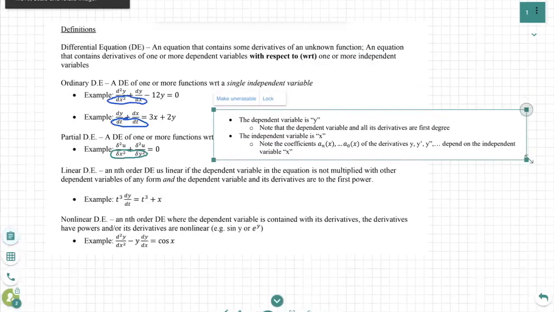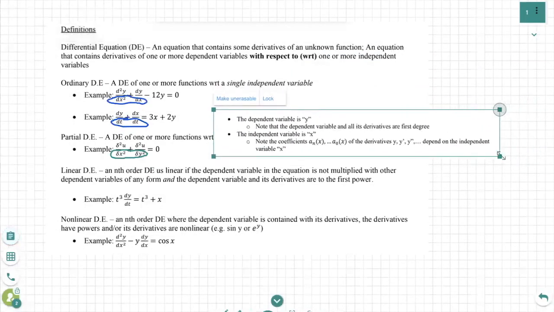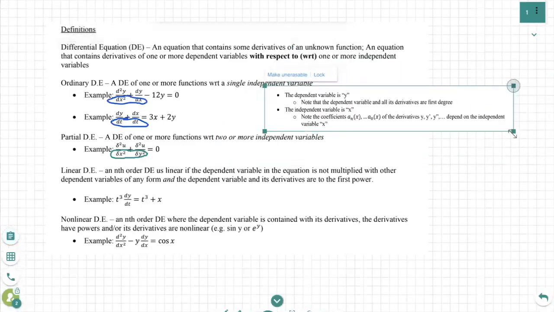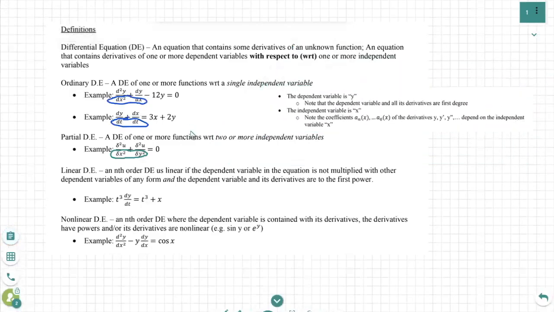Dependent variable is what you are taking the derivative of. So in this case, the top variable is the dependent, the bottom variable is the independent. If that makes sense. That's what they're referring to as independent here. Okay, linear and nonlinear.